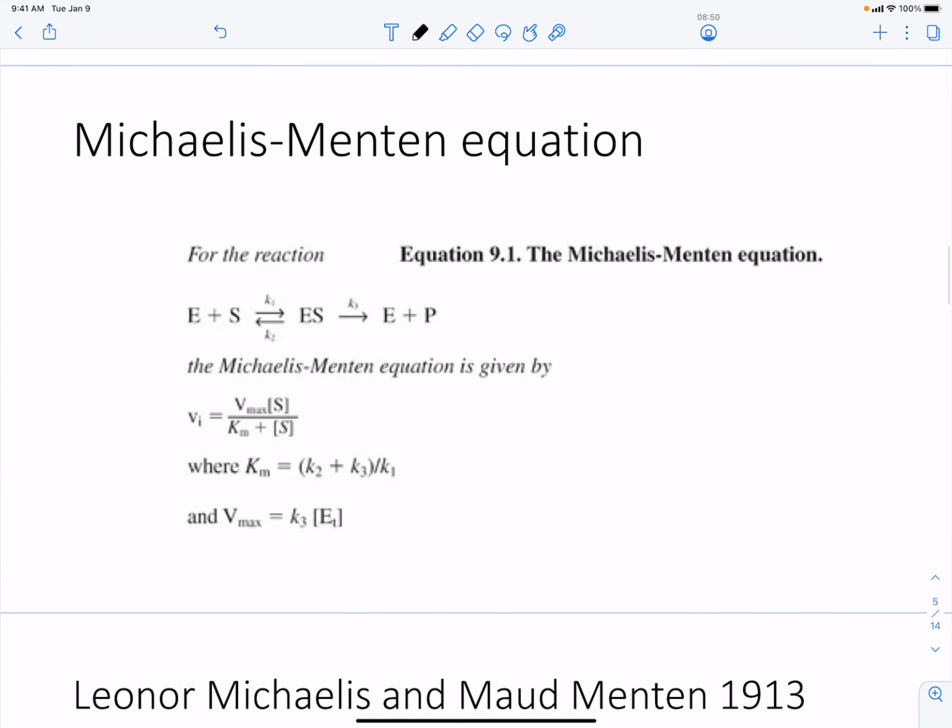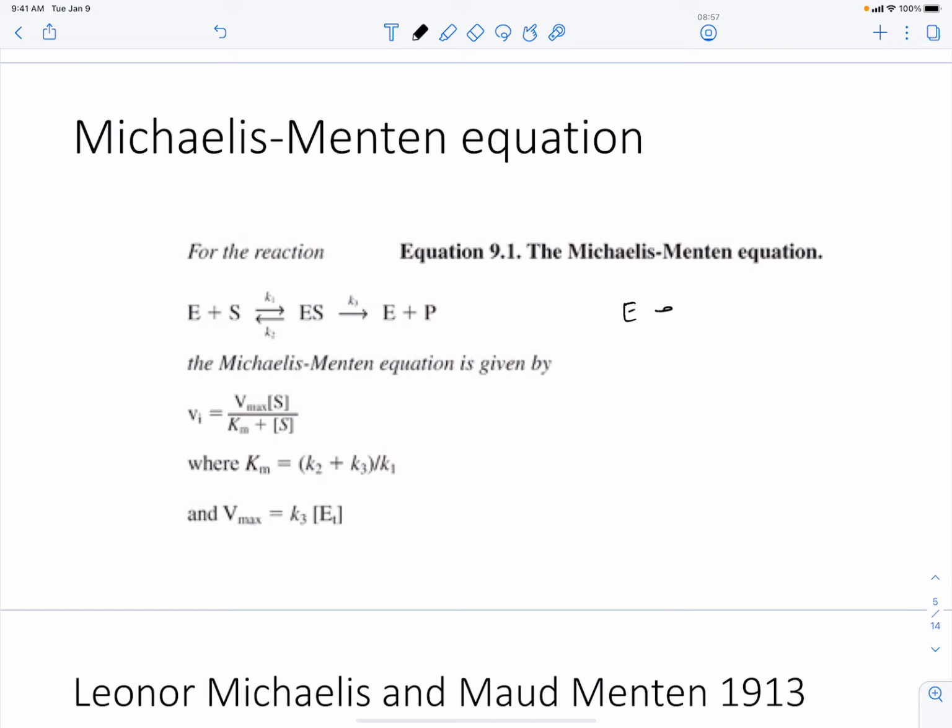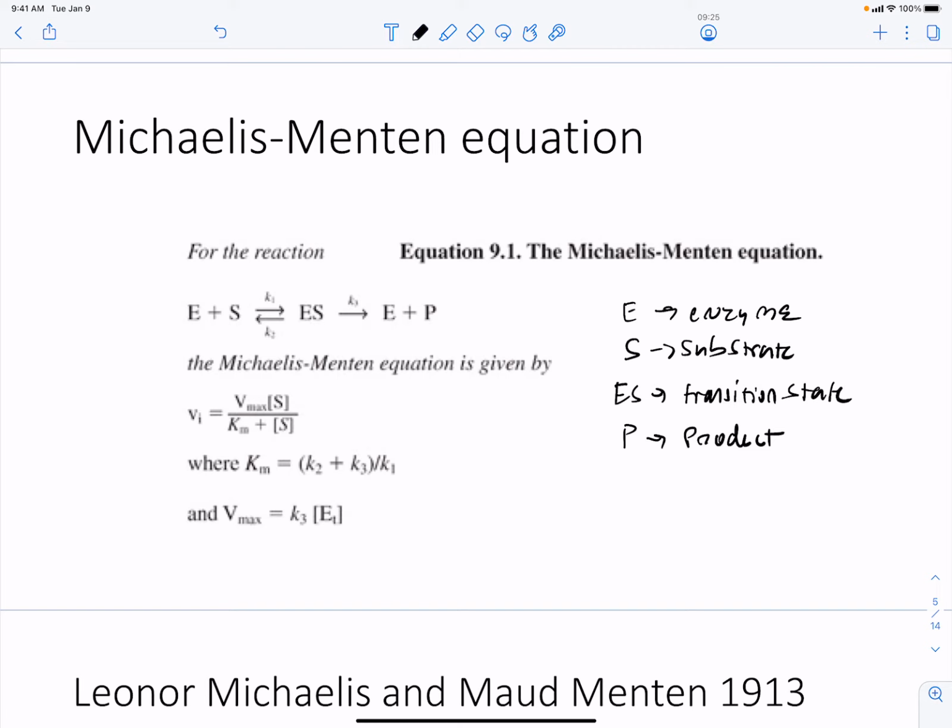Now this is the Michaelis-Menten equation, and this is actually from your book. And so of course E is going to be the enzyme, and then you have S, the substrate. You have the ES, which is called the transition state, which is the enzyme substrate complex. And then you have, of course, the product that you're trying to make. And the Ks are the various constants at various steps. So this is the rate constant, and a negative indicates a reverse.